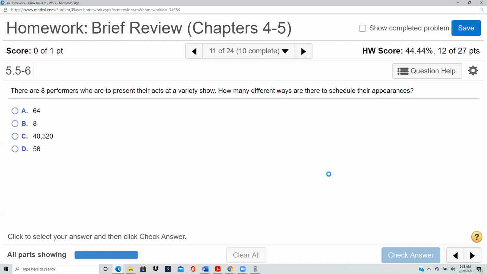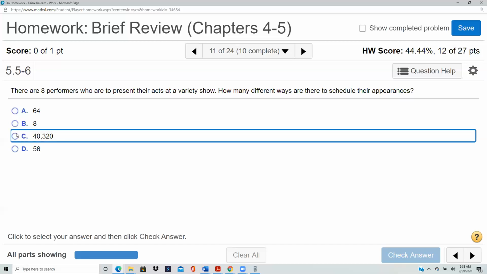So order does matter. This is like a lineup. In any kind of lineup, order matters. So in order matters, it's permutation. So what is 8P8? 40,320.